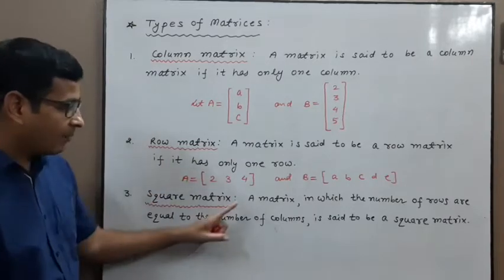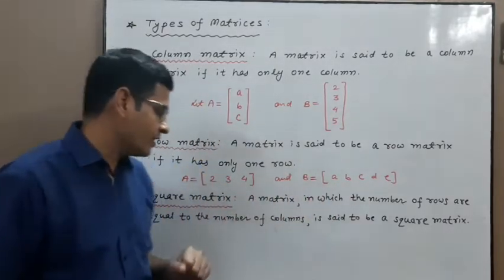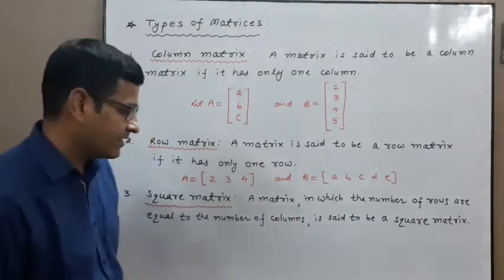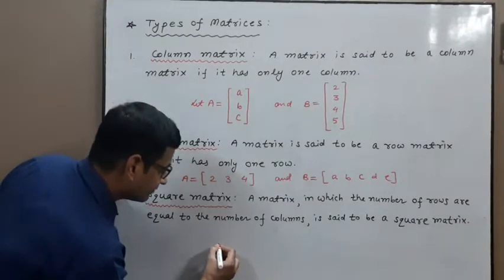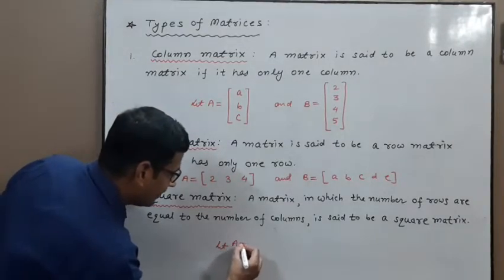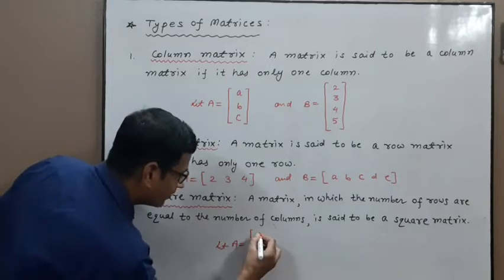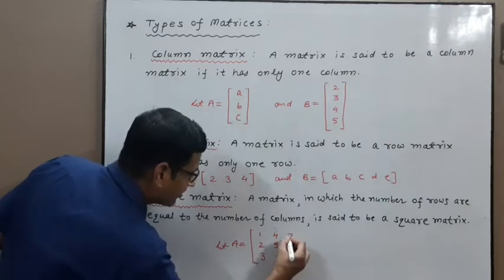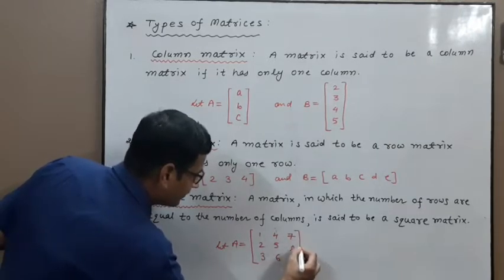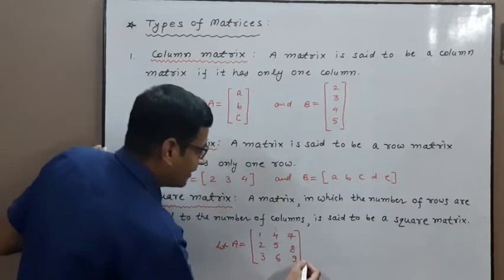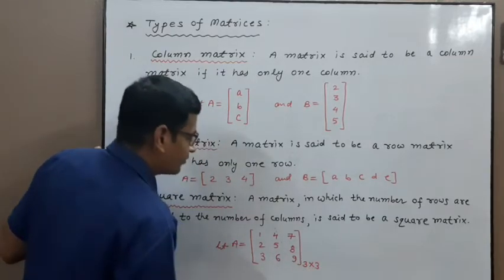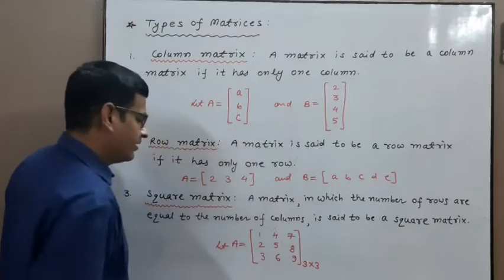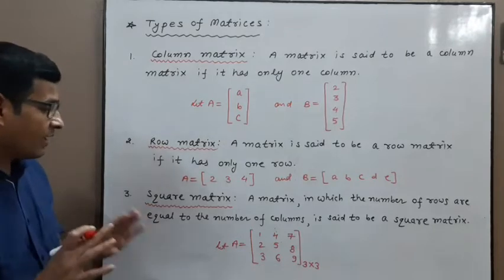Square matrix. A matrix in which the number of rows is equal to the number of columns is said to be a square matrix. For example, let A equal to 1, 2, 3, 4, 5, 6, 7, 8, 9. There are 3 rows and 3 columns. So this is a 3 by 3 matrix. Number of rows equal to number of columns. Such matrices are called square matrix.